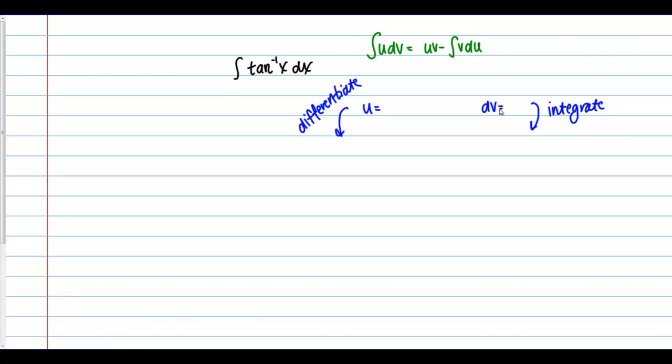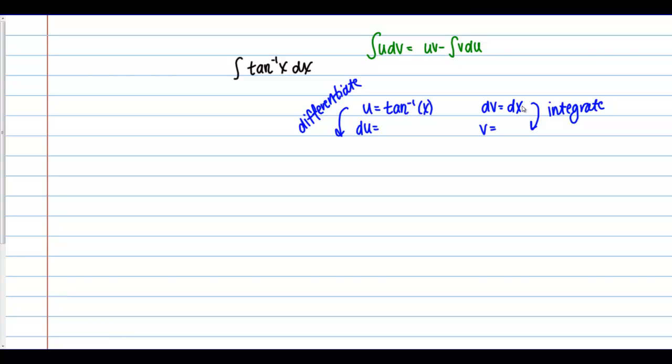So just by process of elimination, u is going to have to be the inverse tangent of x. Then what does that leave for dv? Well, dv is just going to be dx. Our dx always goes with our dv. So from here, let's try to compute du and v accordingly.